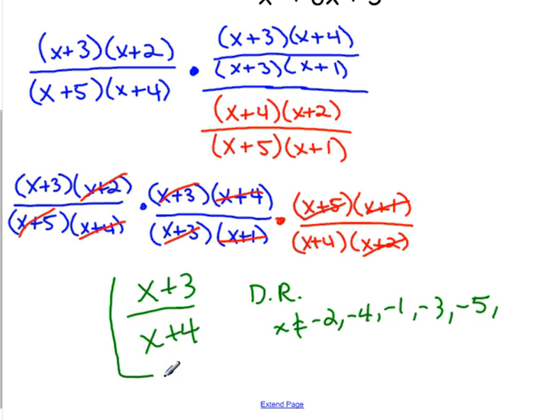So our final answer for this one is x plus 3 divided by x plus 4. All right, and that's it.